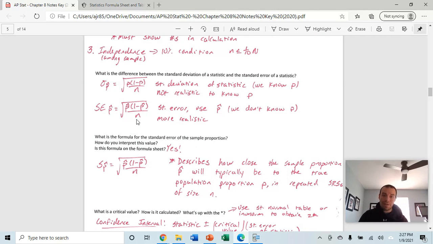Some vocabulary for you to know is the difference between the standard deviation of a statistic and the standard error of a statistic. It's very rare and unrealistic that we would know the standard deviation of the statistic. That would be the case where we'd actually know what p, our population proportion, is, and it's very rare that you would know that. We generally don't have the standard deviation of the statistic. Instead, we have the standard error of the statistic, which uses p hat as opposed to p in that formula.